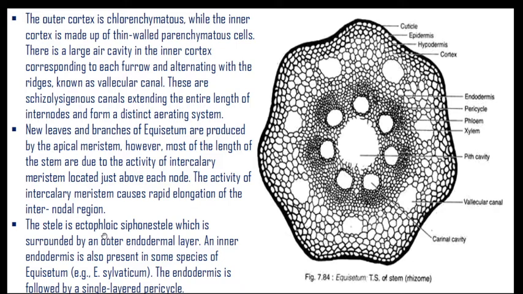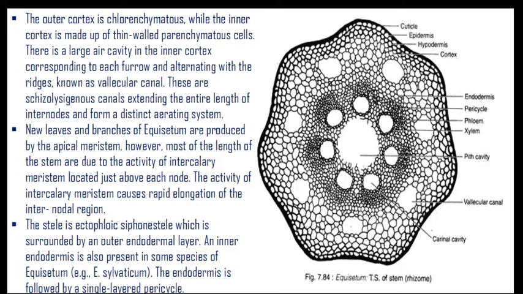The stele is an ectophloic siphonostele, which is surrounded by an outer endodermal layer. So this pith cavity is nothing but a siphon, and around it there is an arrangement of a stele. That's why it is called a siphonostele, and this is a single bundle. That's why it is an ectophloic siphonostele.